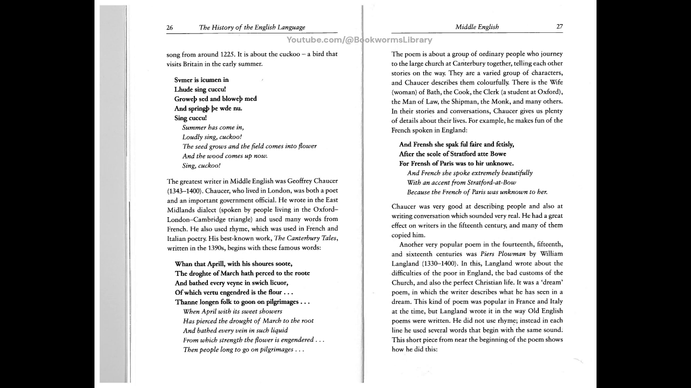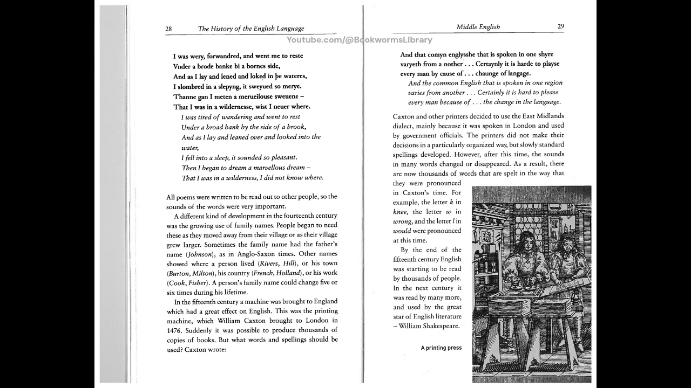In this, Langland wrote about the difficulties of the poor in England, the bad customs of the church, and also the perfect Christian life. It was a dream poem, in which the writer describes what he has seen in a dream. This kind of poem was popular in France and Italy at the time, but Langland wrote it in the way Old English poems were written. He did not use rhyme. Instead, in each line, he used several words that begin with the same sound. This short piece from near the beginning of the poem shows how he did this.